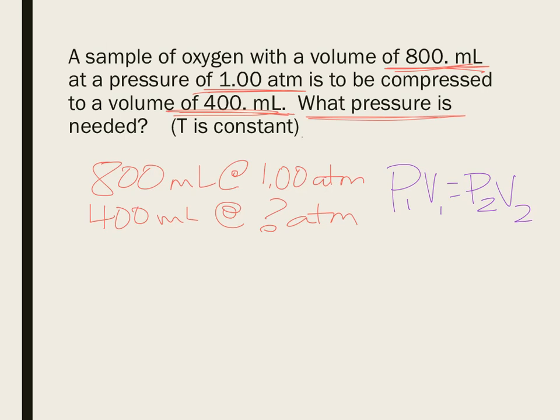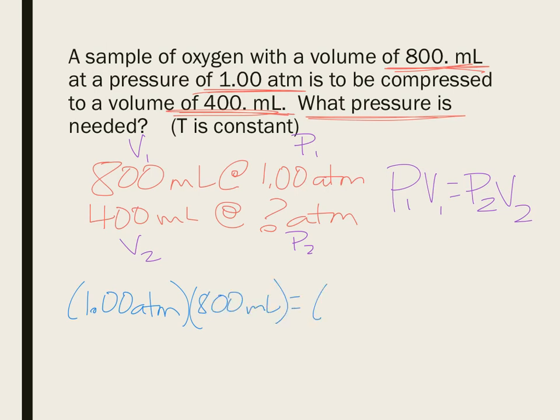So our P1 is going to be the 1 atmosphere, and our P2 will be the question mark. Our V1 will be the 800 milliliters. Our V2 will be the 400 milliliters. And so then we're just going to plug it into that formula. 1.00 atmospheres times 800 milliliters equals question mark atmospheres. Remember, I always like to solve for the question mark, times 400 milliliters.